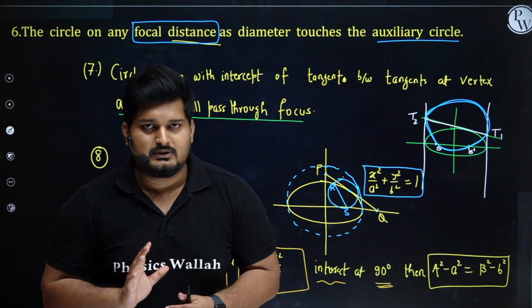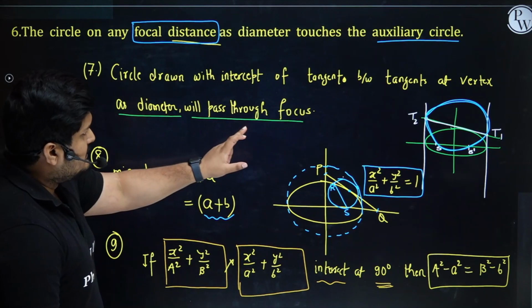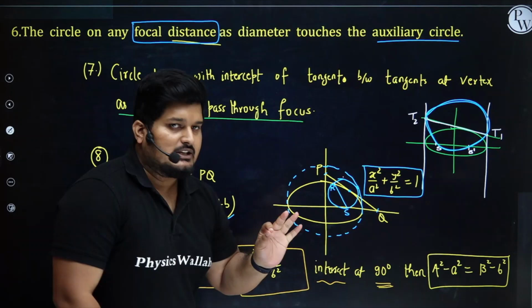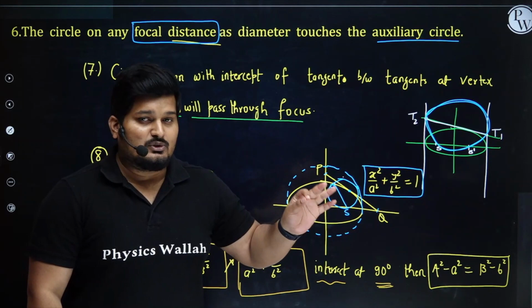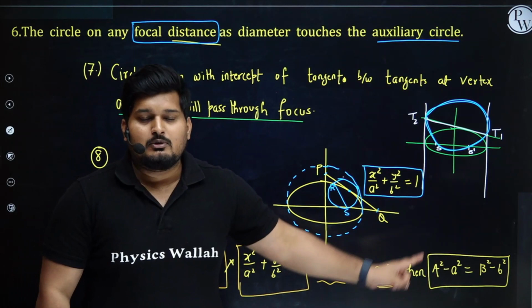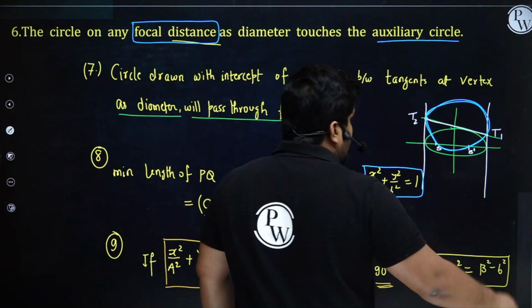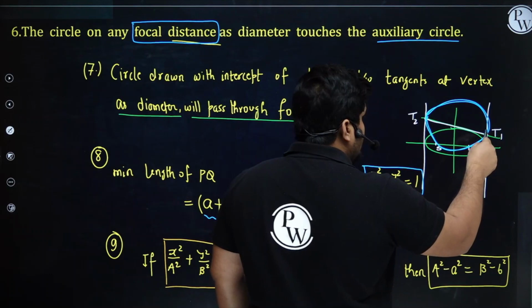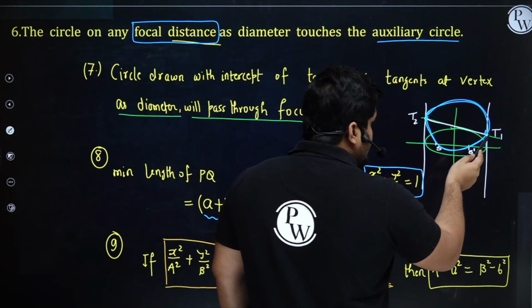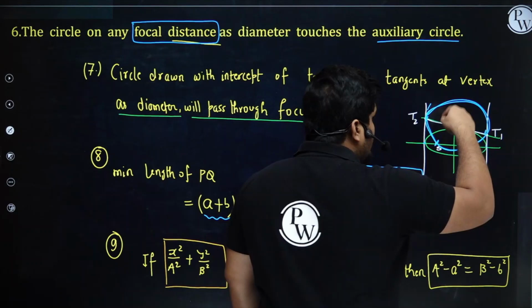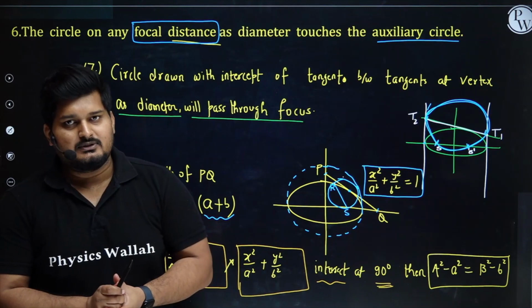The second one: a circle drawn with the intercept of tangents between tangents at the vertices as diameter will pass through the focus. Very, very important property. Many students tend to ignore this property, thinking that it is only important for Advanced. But even in JEE Main 2021, there has been one problem which is directly based on this property. What is the property here? You draw any random tangent and consider the intercept which is between the tangents at the vertices. So T1, T2 is that intercept. If T1, T2 is considered as diameter and you draw a circle, it will pass through S and S dash, the foci of that ellipse. Very, very important, guys. Don't even think of ignoring this property.